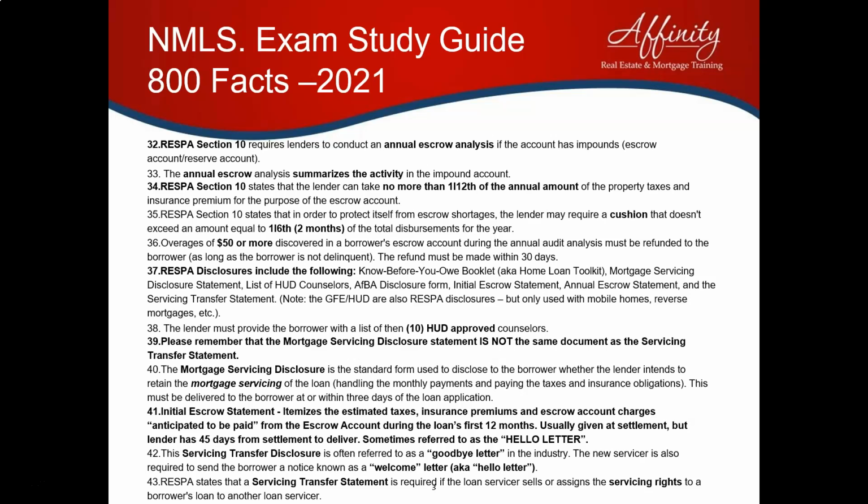RESPA Section 10 states that in order to protect itself from escrow shortages, the lender may require a cushion that doesn't exceed an amount equal to 1/6, which is 2 months of the total disbursements for the year.